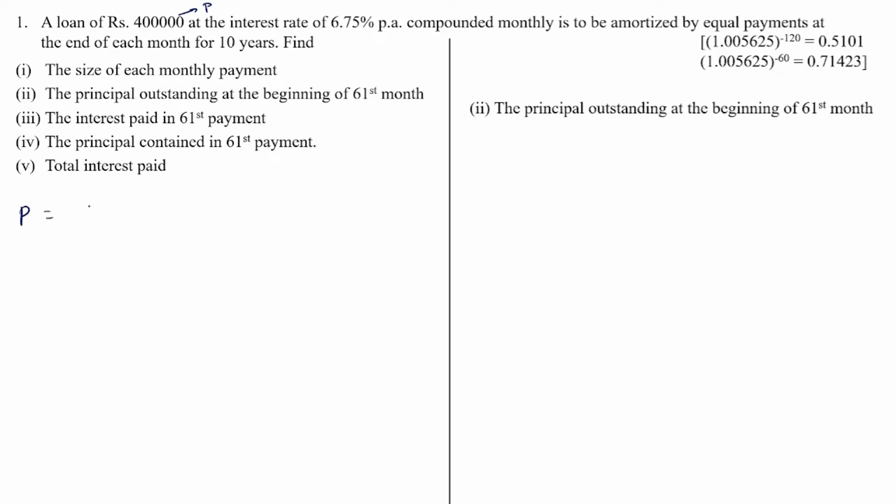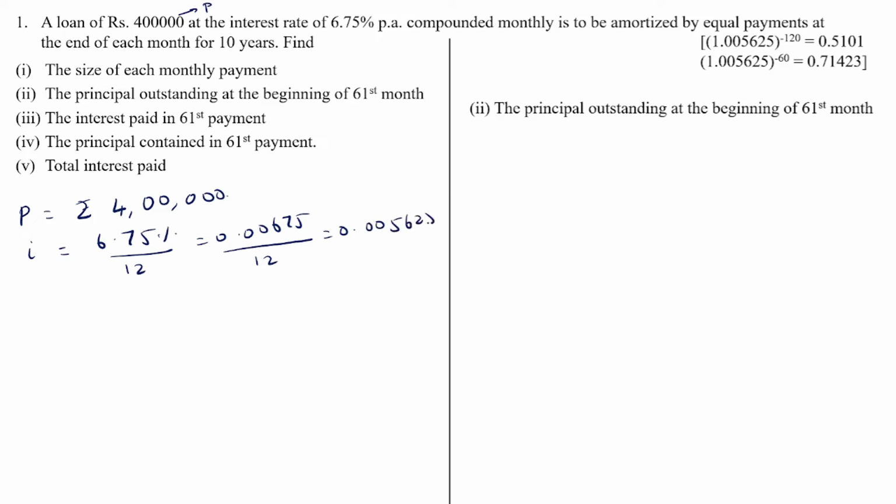So first we have P as rupees 4 lakhs. Then I is 6.75% upon 12. It is 0.00675 upon 12. It is 0.005625. And next we have N. N is 10 into 12, the number of payments.